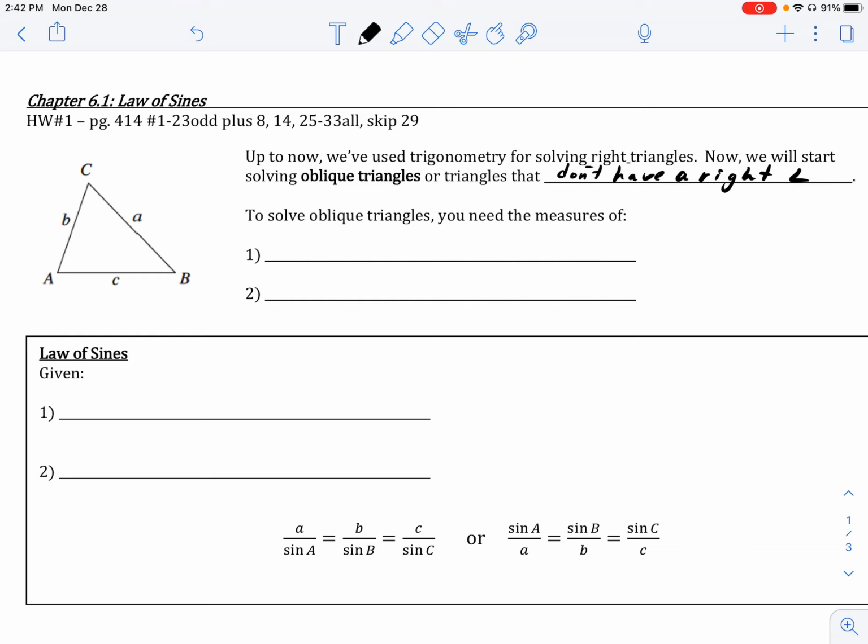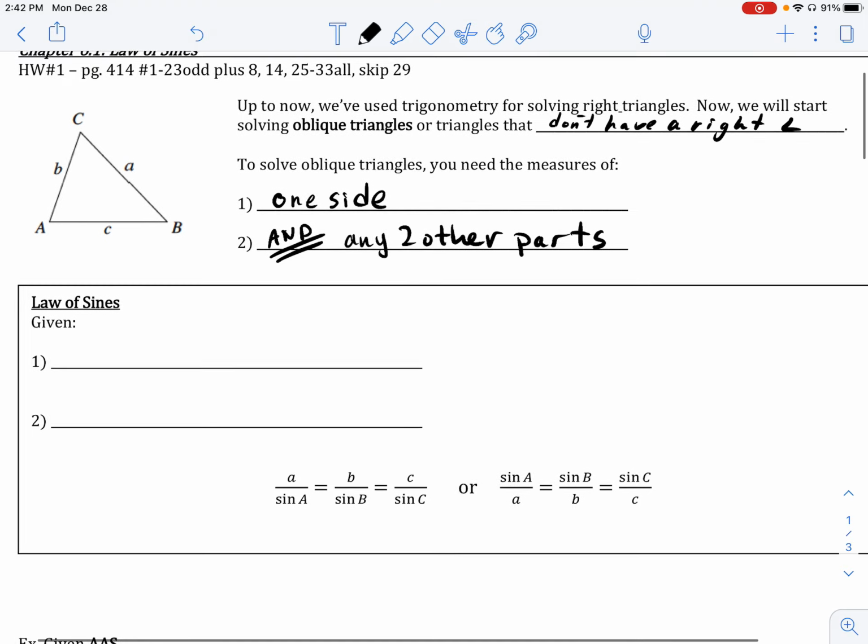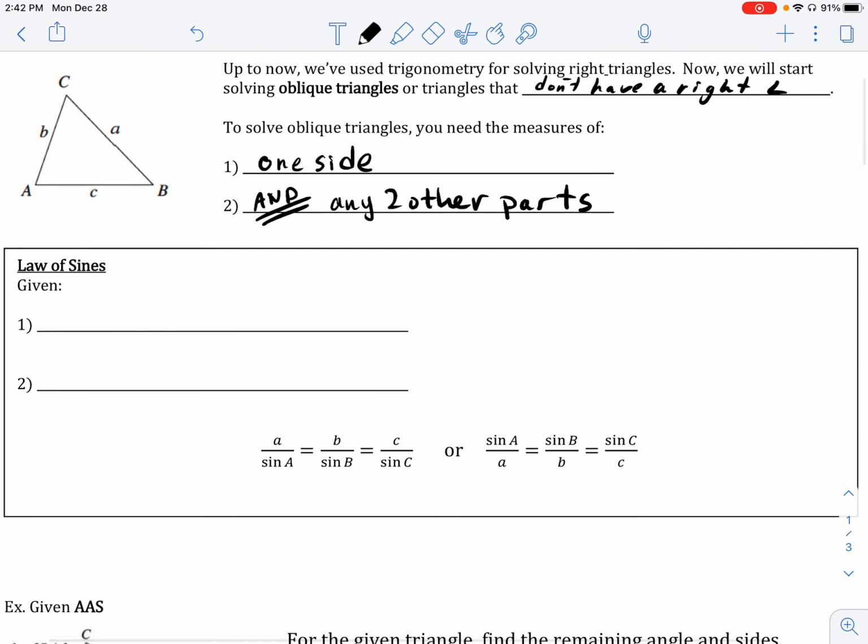And in order to solve an oblique triangle, we are going to need three things, and one of these three things has to be a side. So we have to at least have one side in order to solve an oblique triangle, plus any two other parts. By parts, I mean either other angles or other sides. There are a couple of ways that we can do this, and today we're going to start by discussing what we call the law of sines.